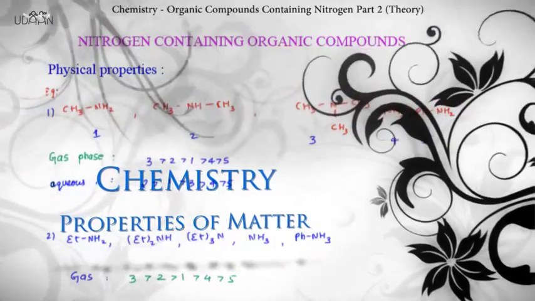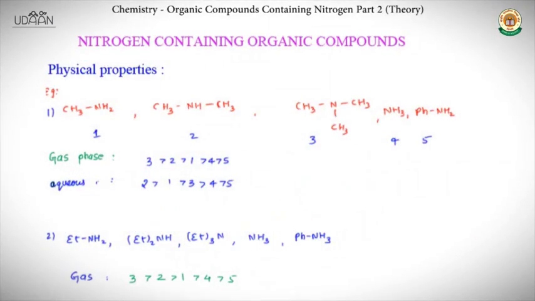Now that you know the rules for the basic nature of a compound, let us see some examples of it. First, in the first one you take methylamine, then you have 2 methyl groups, and then you have 3 methyl groups. That is, you have taken primary, secondary, tertiary, and ammonia and aniline. Now you have to arrange these in the order of their basic nature.